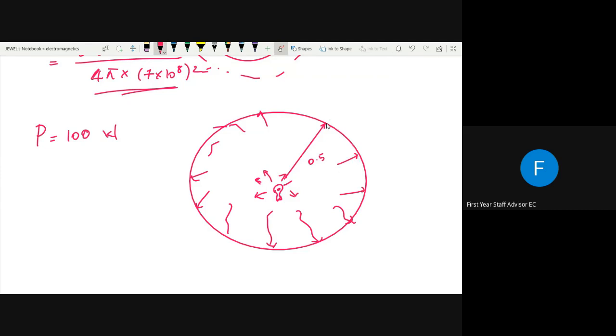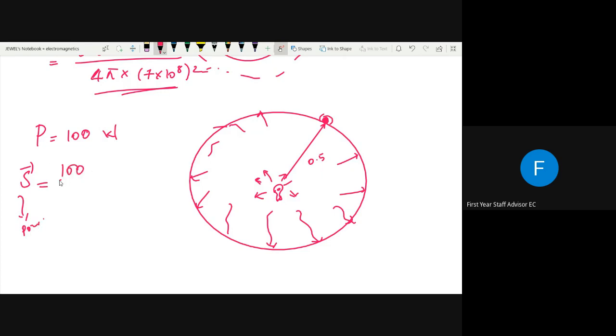So what is the power density at this point? Power density at this point, what is power density means? Power passing through, or the amount of power passing through unit area. So considering a unit area here, what is the amount of power passing through unit area? It can be given as, or value of Poynting vector can be given as, this is power density, is given as total power. What is the total power?